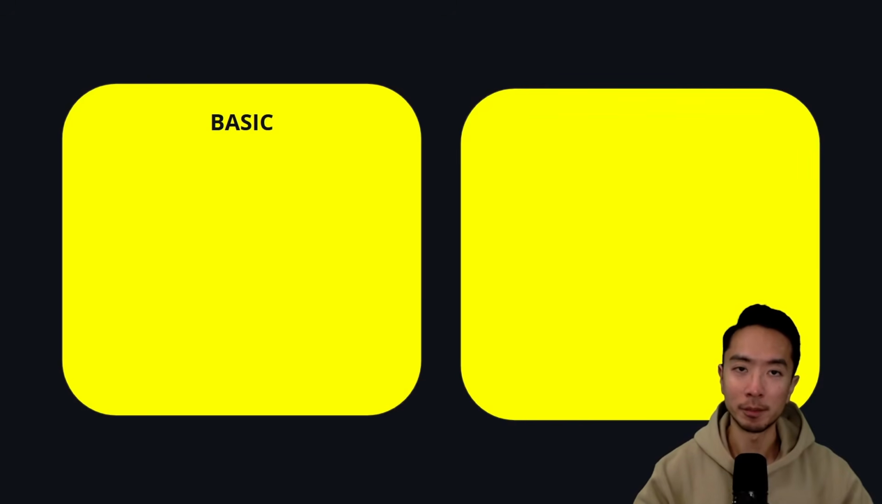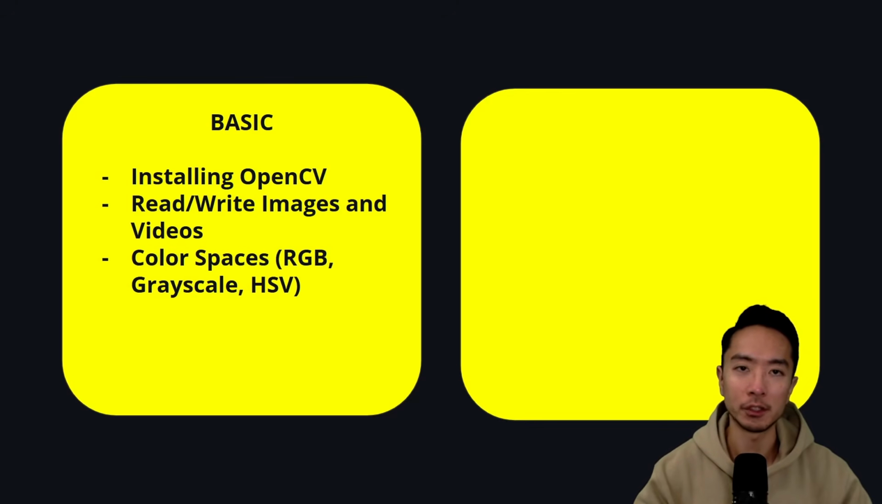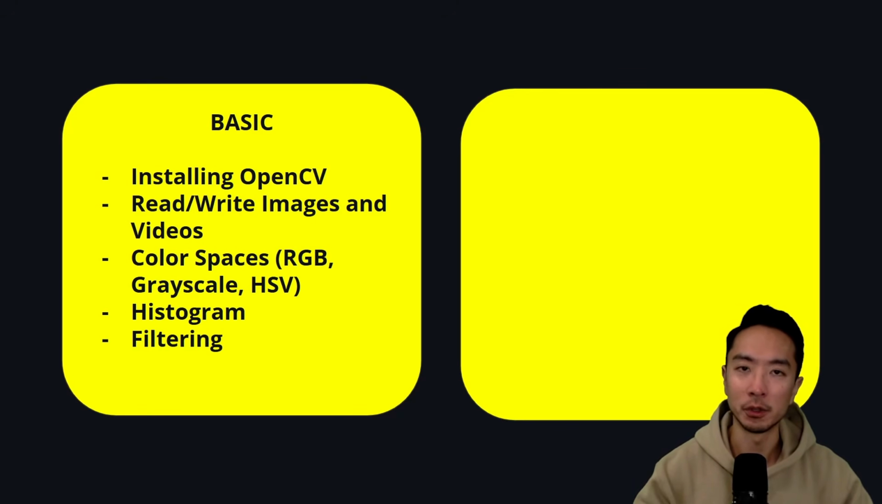We will start off with the basics of image processing. We will begin by going over how to install OpenCV using VS Code, go into reading and writing images and videos, talk about different color spaces like RGB, Grayscale, and HSV. Then we'll dive into histograms, go into filtering, and finally thresholding.